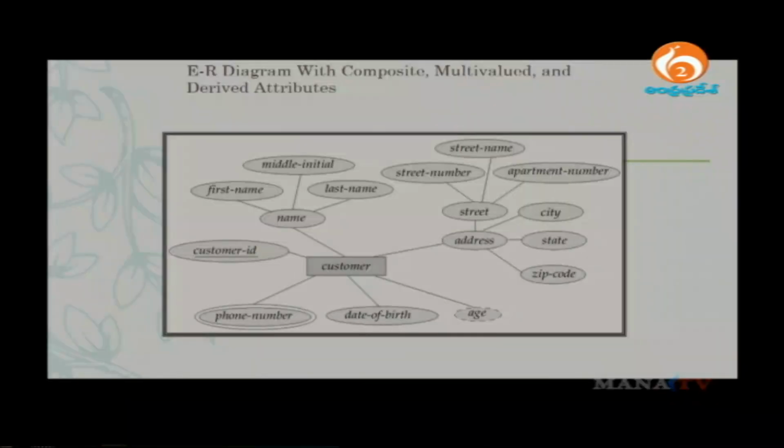ER diagrams with multi-valued as well as derived attributes. Yesterday I was talking about multi-valued as well as derived data types also. So how do you represent derived data types in the ER diagram specifications? There are a few things which were represented yesterday, and today I just want to extend it. The extension I want to do is to represent what a multi-valued and what a derived data type is.